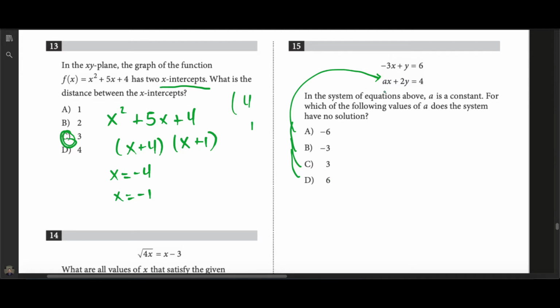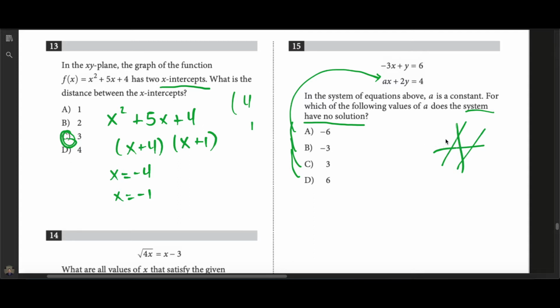So what you can do instead is, if you remember, what does it mean when a system has no solution? So when a system has no solution, what it's talking about is two lines that just happen to be parallel. Two parallel lines will have no solution. And that's because they never meet. A solution is basically a point where they meet.